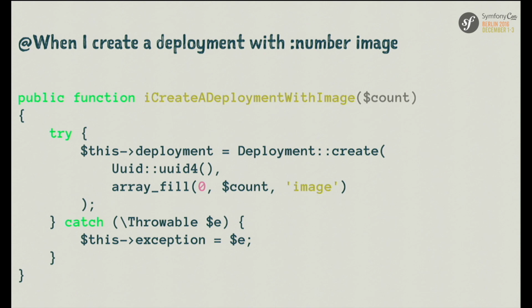So to do something behind when I create a deployment with X images, here is the code that we can write. We can say that we don't have any deployment so far, and we put the deployment variable in our context so we can access it in the next steps. And if I want to create a deployment, why not create just a public static function on the deployment object and use that? We create it with a generated UID plus a number of images as an array of strings. And if there's an exception, we just put it in our context so we can find it later.